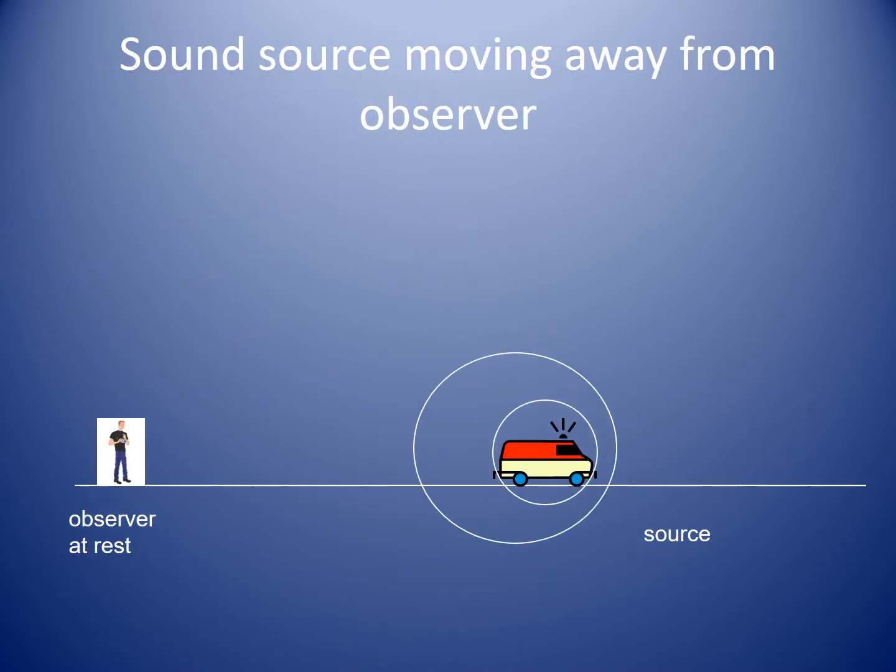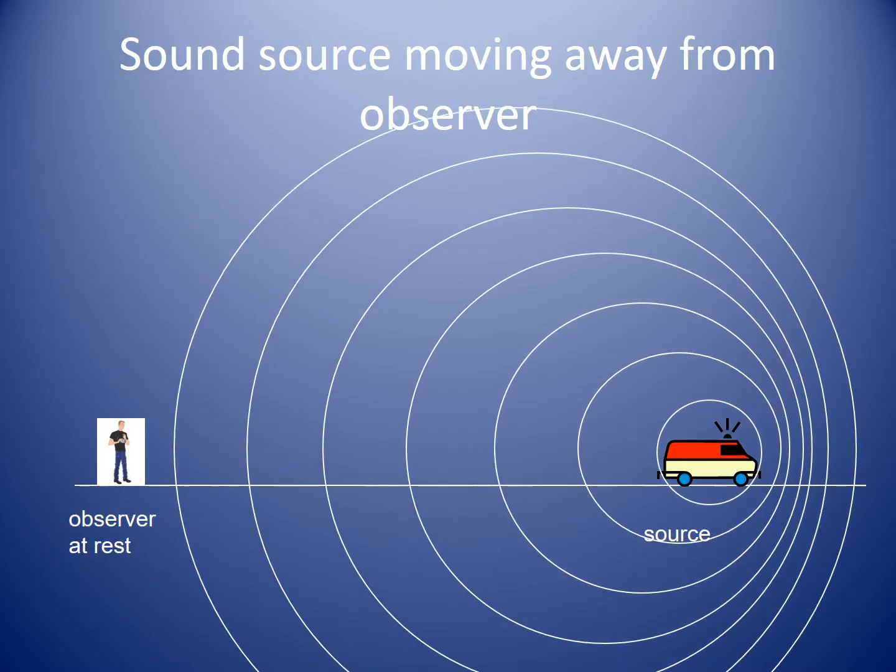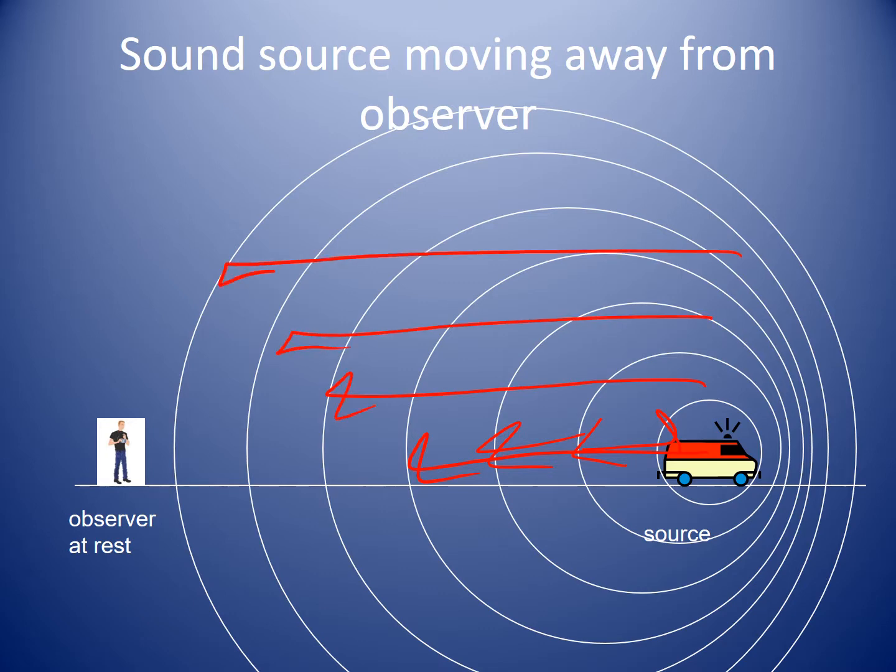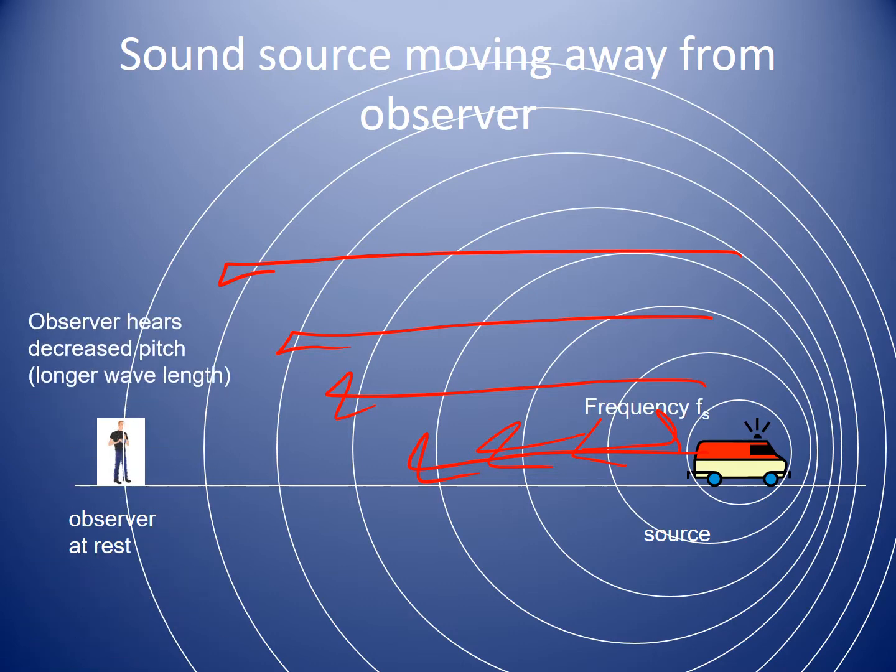Now, what happens if it starts to move away? It distorts the sound because now the waves take longer to reach you. For example, right here, the waves start getting from the source, they start going further and further and further, and so by the time you hear it, it sounds different. The observer hears decreased pitch or longer wavelength.